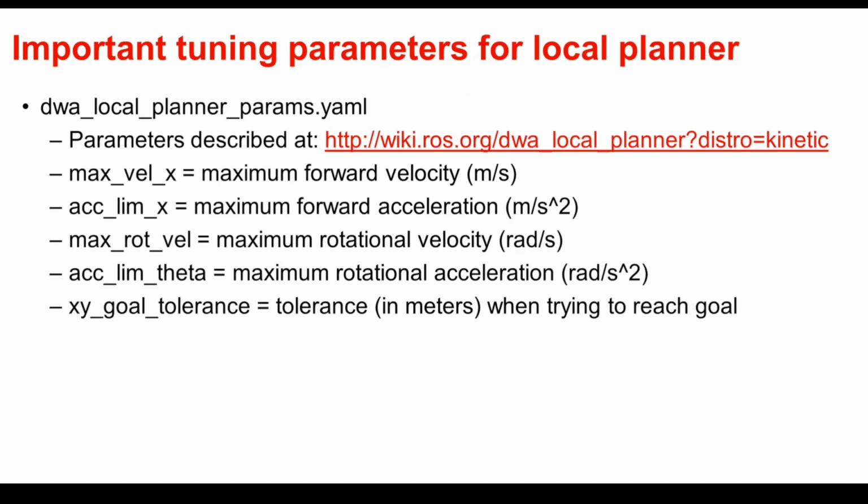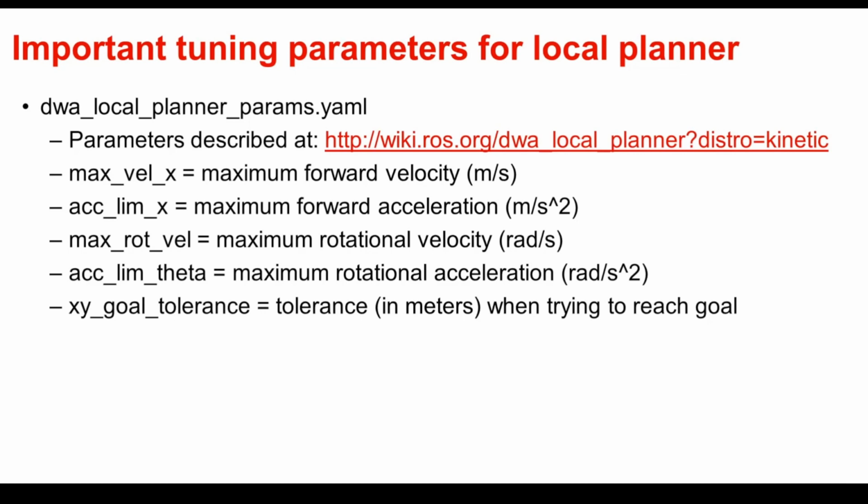Several important tuning parameters for the local planner, which controls the behavior of the robot's physical movement in the demo, are located in the DWA local planner params file. These parameters are described in more detail at the website shown.